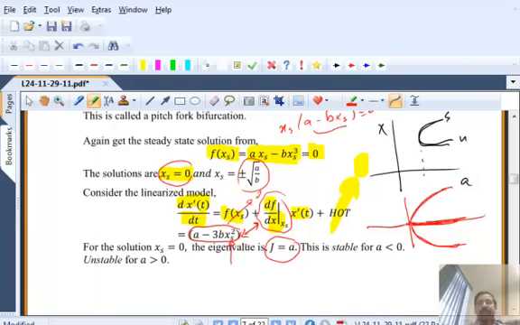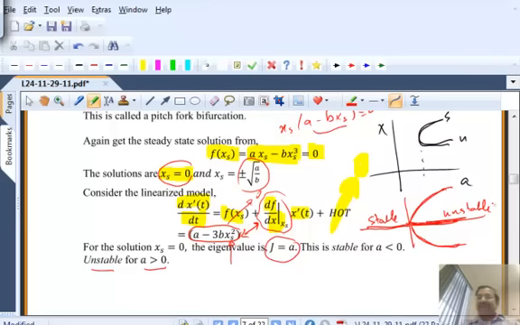And when a is less than 0, what happens to the stability? It is stable. So this part is stable. When a is less than 0, it's negative, so it's stable. When a is greater than 0, it's unstable. True. But we are going to cheat. We are going to let a alone be negative. A could be positive or negative.